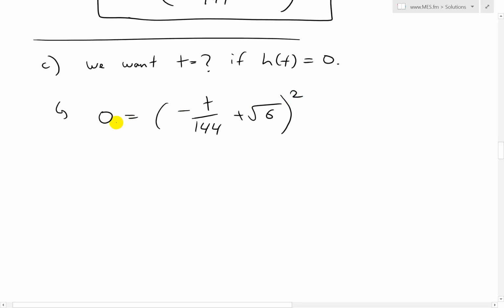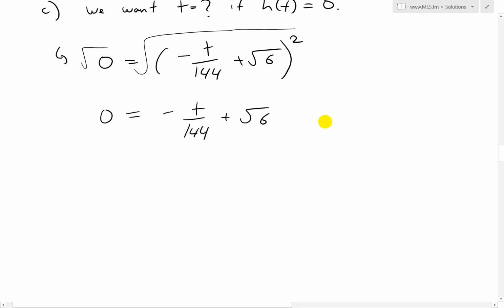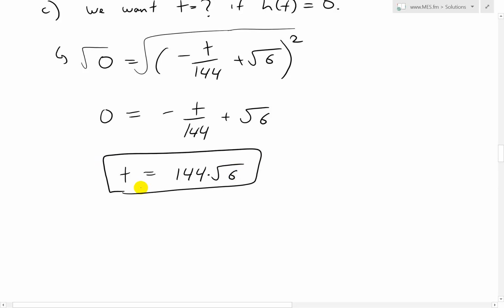So square root both sides, just to get rid of the 2 right there, and the square root of 0 is 0, so we still have 0 is equal to negative t over 144 plus square root of 6. So let's move this t divided by 144 to the other side and multiply by 144. So we get t is equal to 144 times square root of 6. So just rearrange, solve for t, we get this.